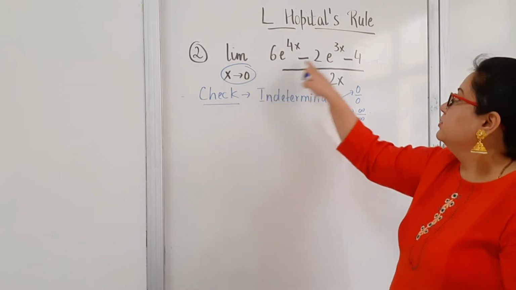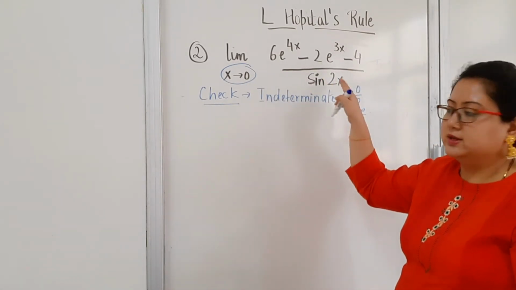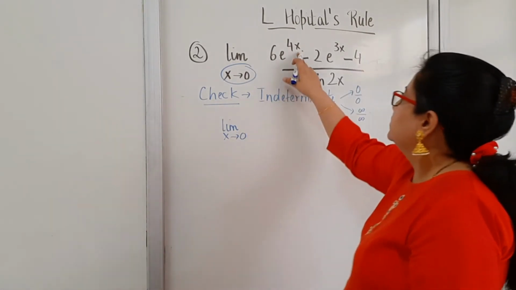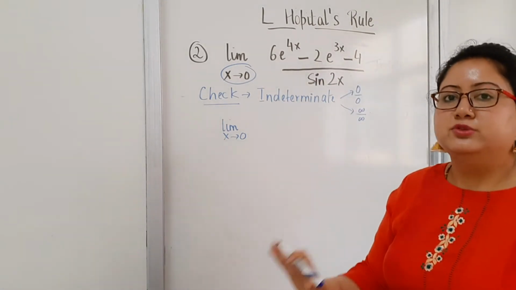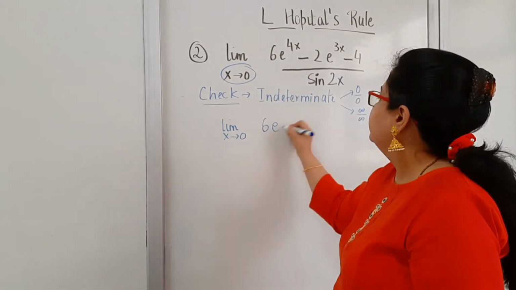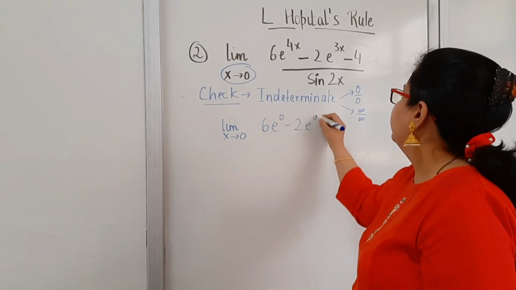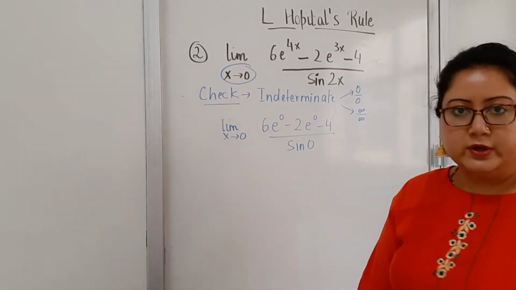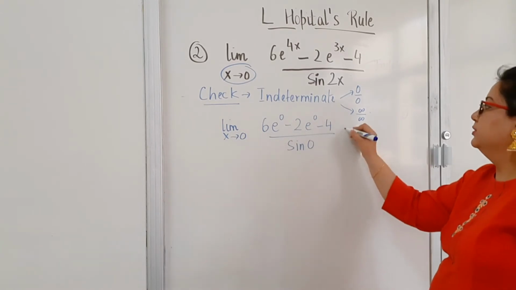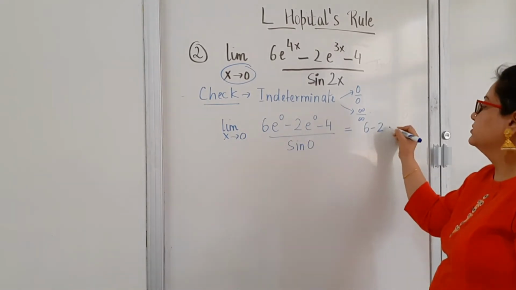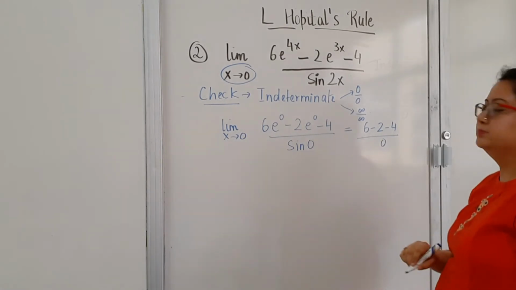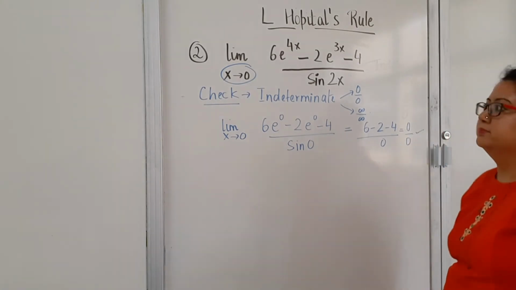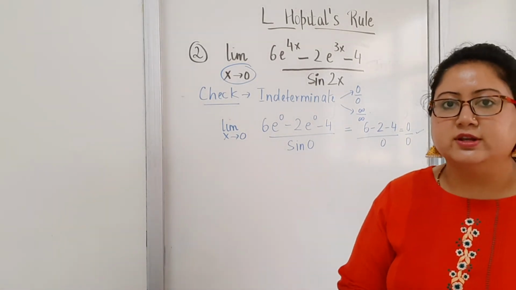We will just directly substitute and check what is coming out of this question. Wherever there is x, we will plug in the value 0. So this is 6e^0 - 2e^0 - 4 divided by sin 0. e to the power 0 we know is 1. So this is 6 - 2 - 4 over 0. Now you can simplify and this will come out to be 0 by 0 form. So we've checked, yes, this question is on an indeterminate limit.